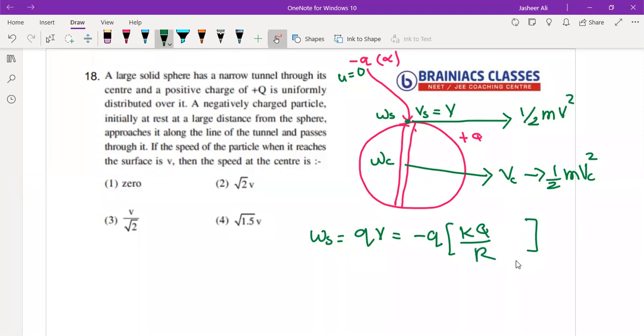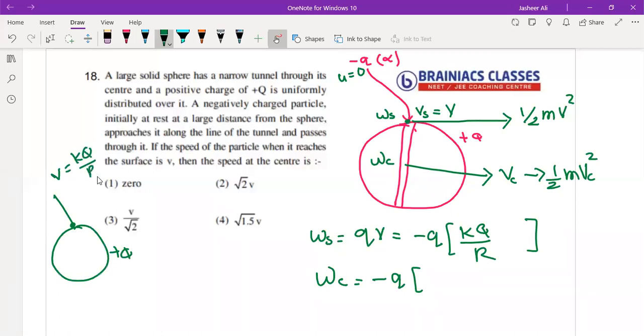Okay, KQ divided by R. So this I got it. Similarly, what is the electrical work done, the energy at the center level? Same Q, but here it is minus Q. When it is a sphere, as we already learned in electrostatics, when the charge of this sphere is Q, the voltage on this surface is V = KQ by R.